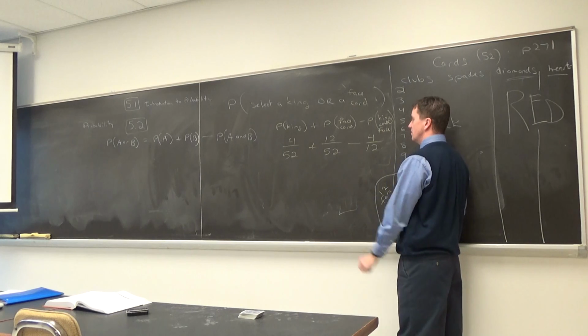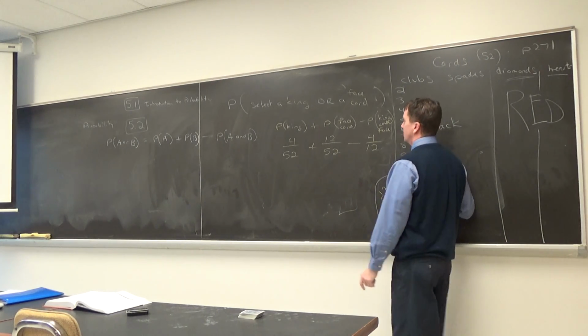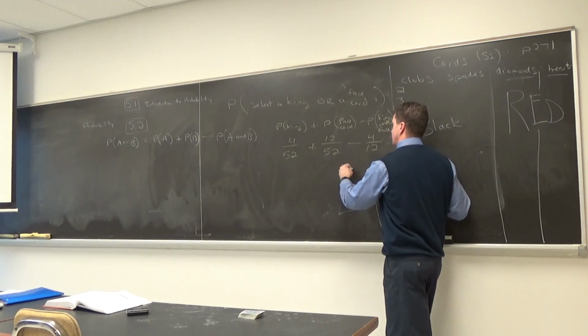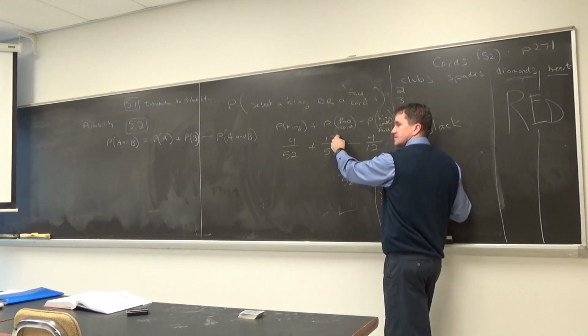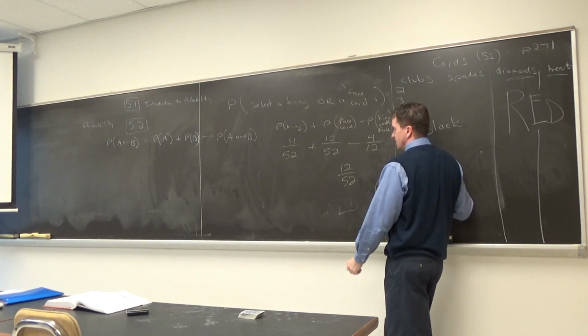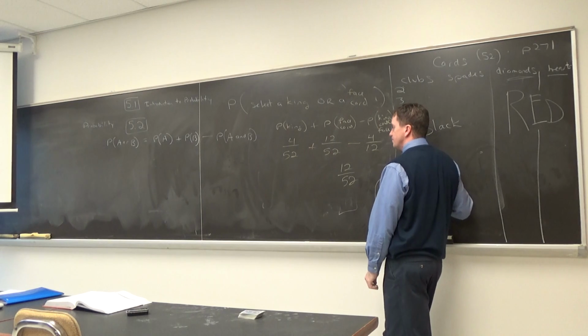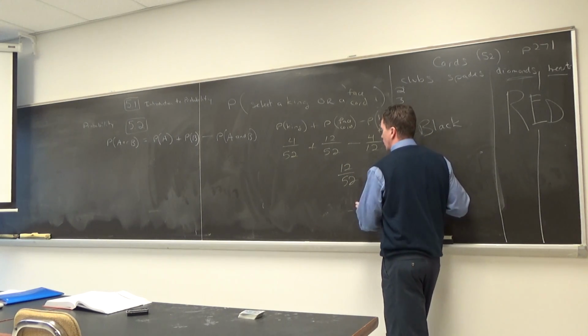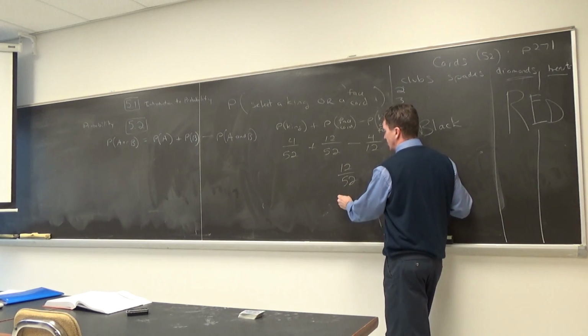This question may have sounded a little confusing, but we're going to get the right answer. 4 plus 12 minus 4 is just, oh, it's the same odds as the probability of just getting a face card. It just sounded confusing the way it was worded. 12 out of 52, or if you reduce that, that's 3 out of 13.